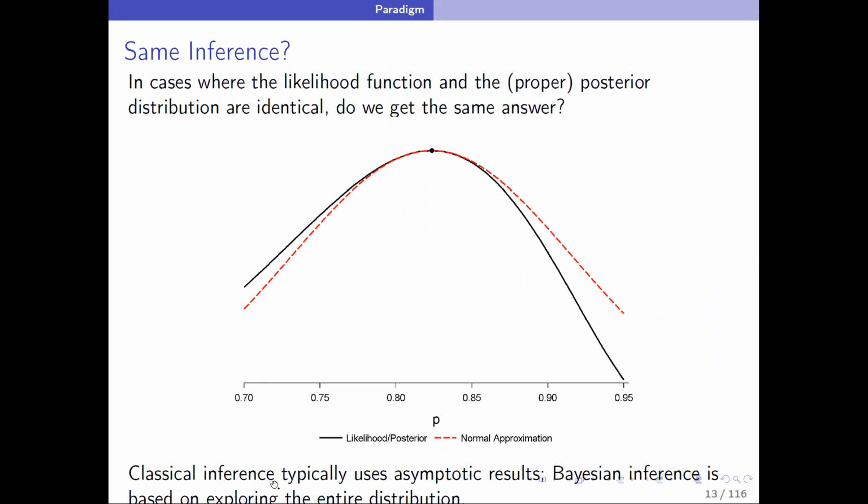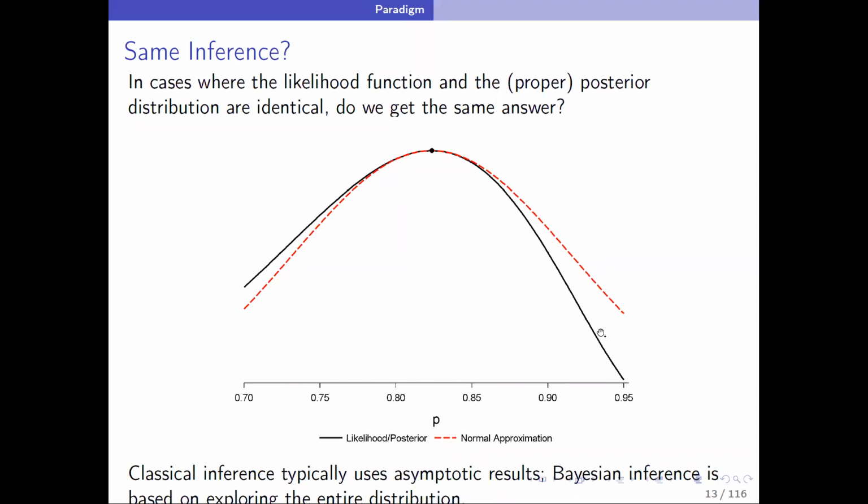So classical inference typically uses asymptotic results. You hill climb to the top, that's your MLE, and the curvature around it comes from asymptotics. Meaning that if you were to see more and more data, this shape would behave more and more like a normal. Then you go to the asymptotic, come back and plug in the numbers of a normal approximation, and that's what you use for confidence intervals and such. Bayesian inference is completely based on this distribution, which is not guaranteed to have a nice shape. It is just a distribution as it is.